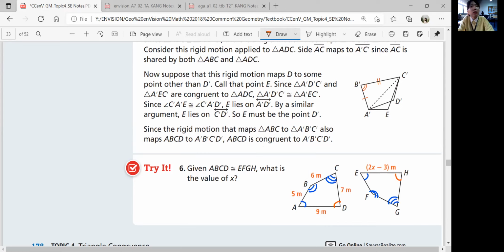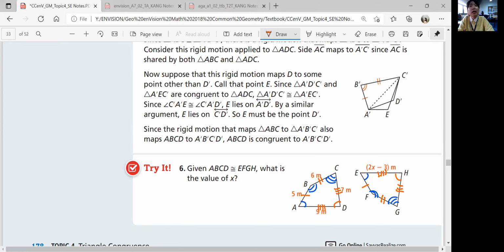And the sides are congruent as well. AB is congruent to EF. BC is congruent to FG, okay? CD is congruent to GH. And then DA is congruent to HE. Okay. So what's the value of x?